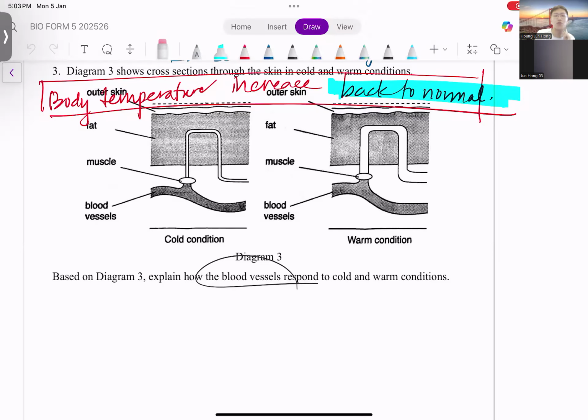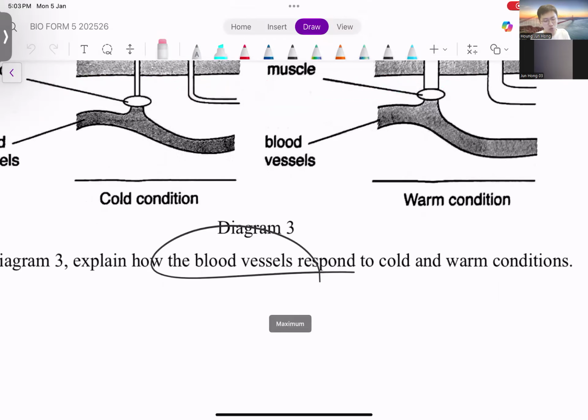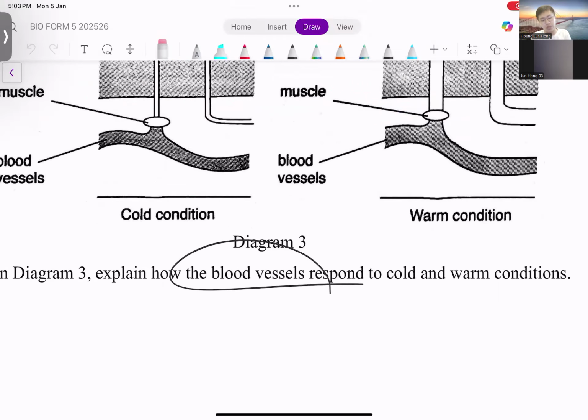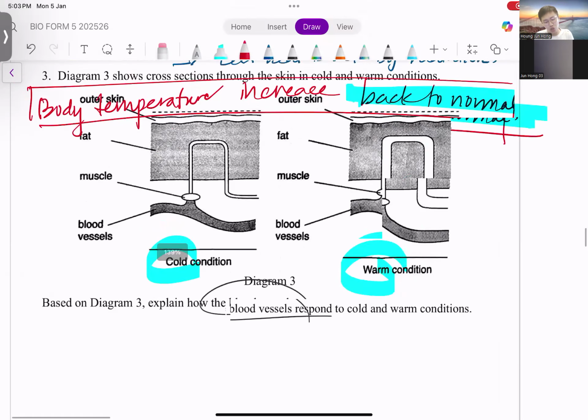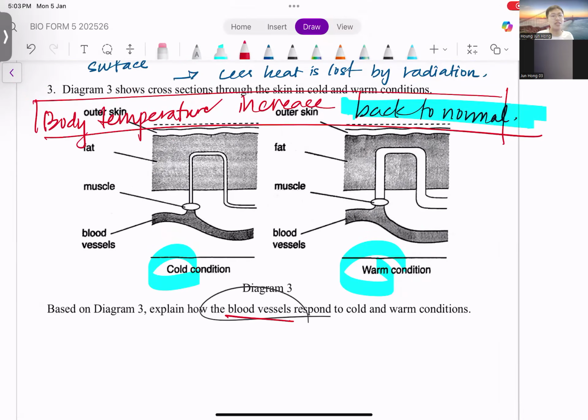All right, now we move on to chapter 13, which we have like 4 to 5 questions to complete. So let's first look at your exercise question 3. It's a very typical question, talking about blood vessel. I think the diagram itself makes it really clear. You have two conditions, one is cold, one is warm. From these two conditions, you can see your blood vessel is responding differently.